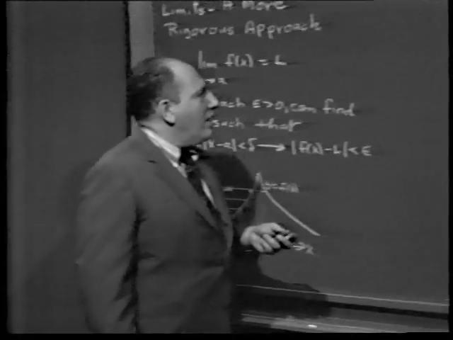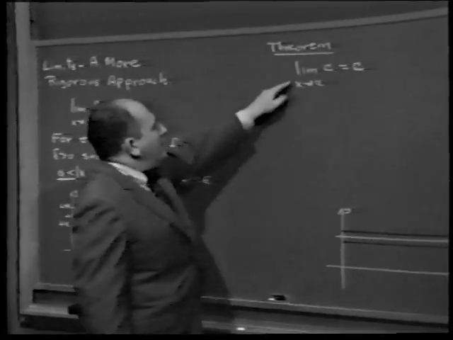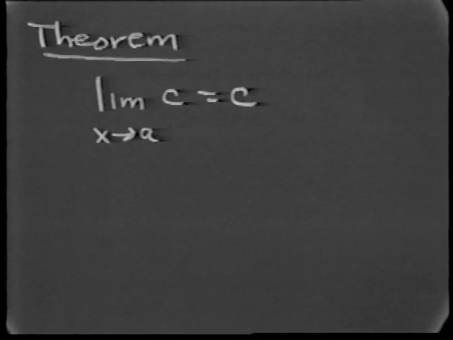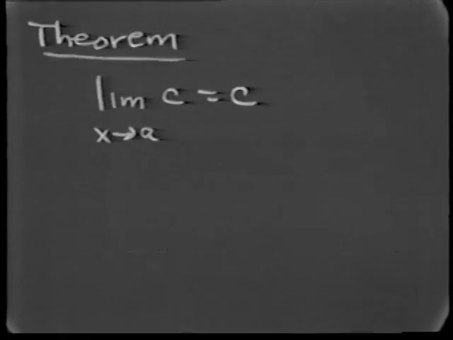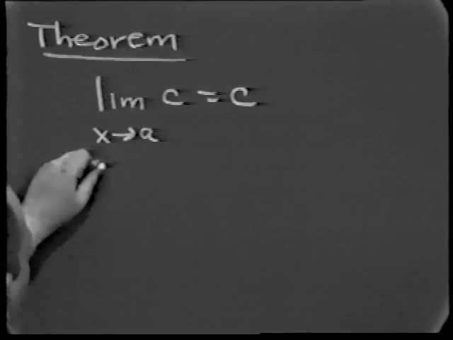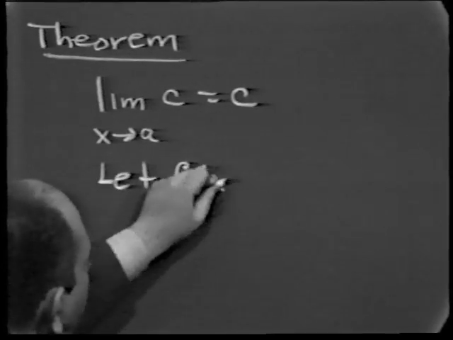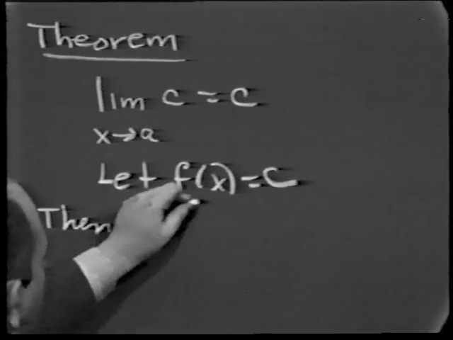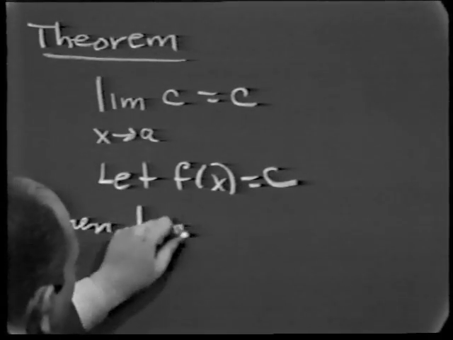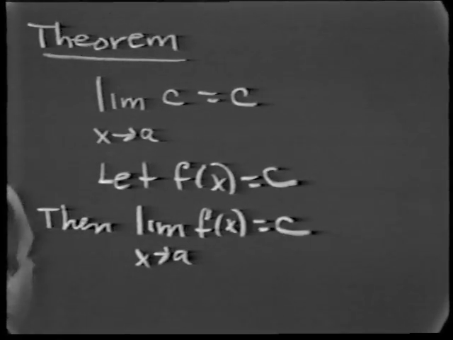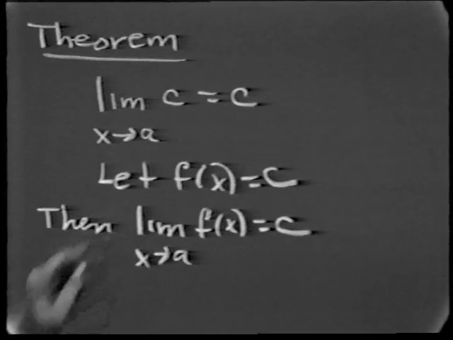So as my first one, I've chosen the following. The limit of c as x approaches a is c, where c is any constant. Now again, that may look a little bit strange to you. Let's look at it this way. What I'm saying is, let f of x equal c, where c is a constant. Then what we're saying is, for this choice of f of x, the limit of f of x as x approaches a is c itself. That's what this thing says. Now how do we prove this? Well, you see, we have a criteria given.